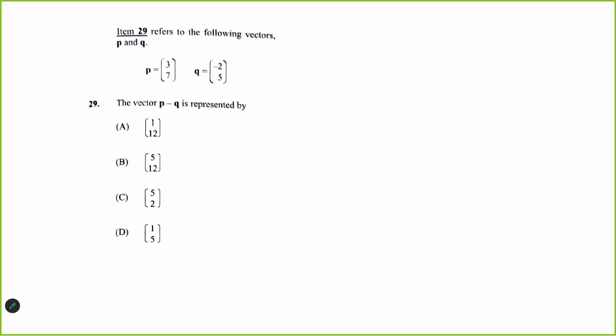Right, this one here, let's do P minus Q. So that's 3, 7 minus 2, 5. This is P, subtract Q. So this would be 3 minus 2, and then 7 minus 5. 3 minus 2 is 1, 7 minus 5 is 2, so it'll be 1, 2, which is C.